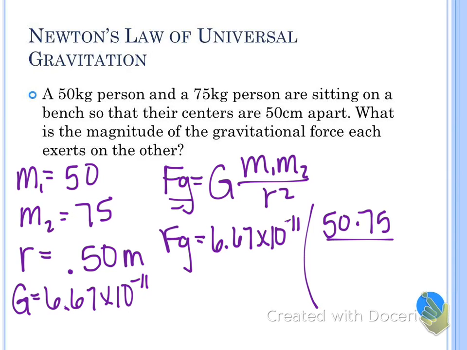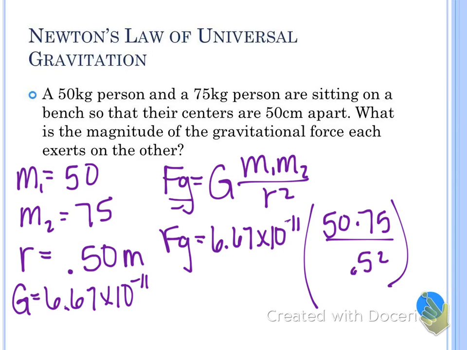So this takes a lot of calculator work, and I'll tell you how I do it, because I keep the numbers in my calculator the whole entire time. Okay, so I usually start with the bottom right here, and I'll hit 0.5 squared. Then I'll take 50 times 75 divided by second answer. That way I keep everything in my calculator. Hit enter, then times 6.67, second E negative 11.